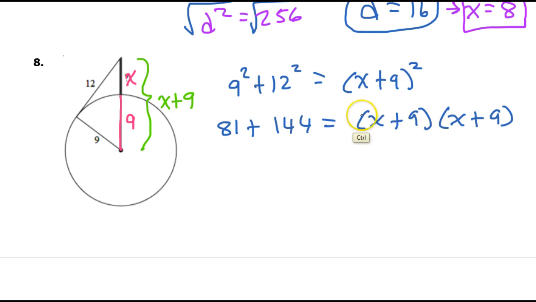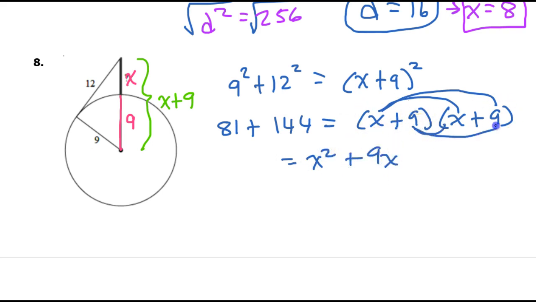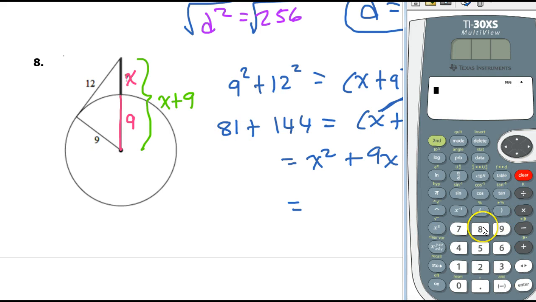Okay, and the way you multiply a binomial times a binomial is you do this double distributive property. So first I'm going to distribute the x. So x times x, that's x squared. x times 9, that's 9x. And now I'm going to distribute the 9. 9 times x, it's another 9x. 9 times 9, that's 81. All right, while we're at it, let's add 81 plus 144. That's 225.